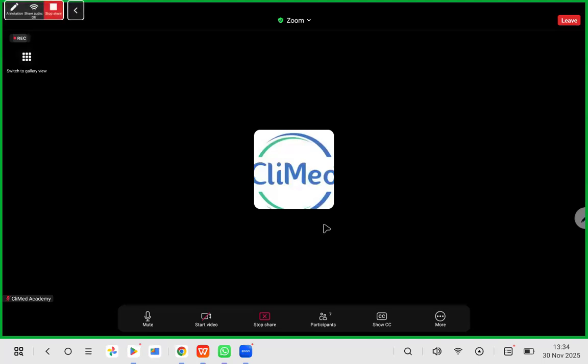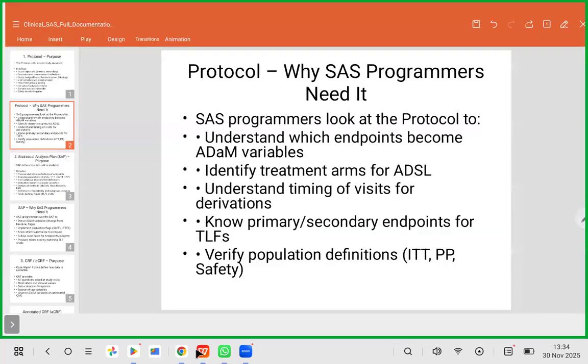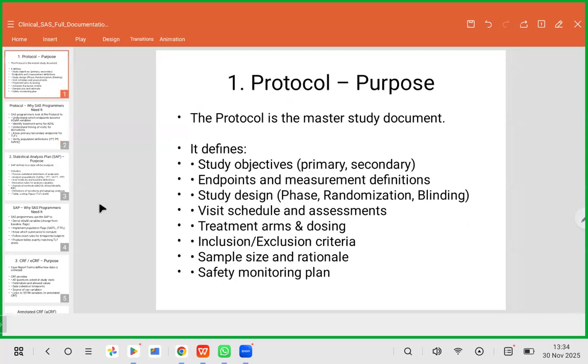I'm sharing my screen. So today we will see about, before going to clinical SAS, I will explain the end-to-end process in clinical SAS. So you will get a brief idea of how, in industry, statistical programmers develop the statistical analysis tables. Okay, so we will see one by one.